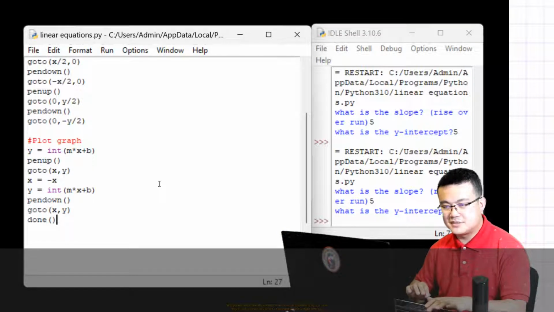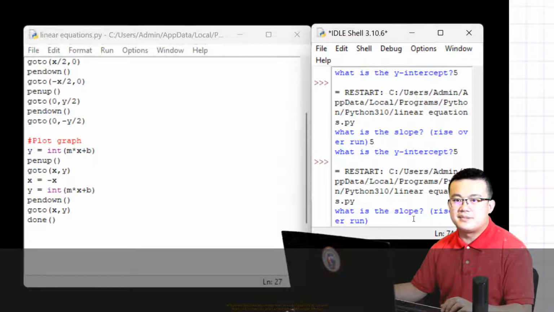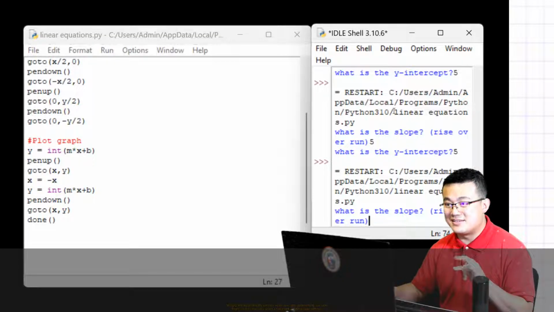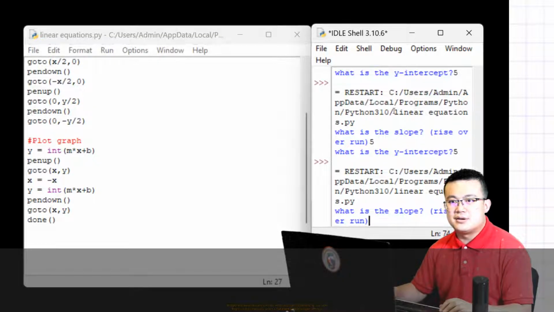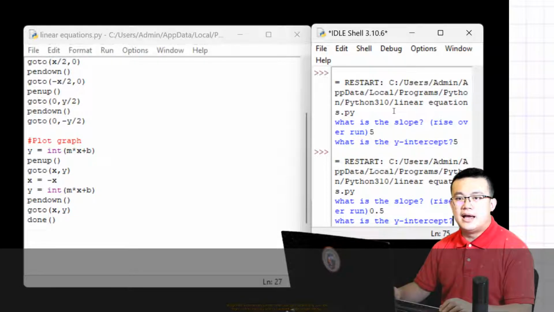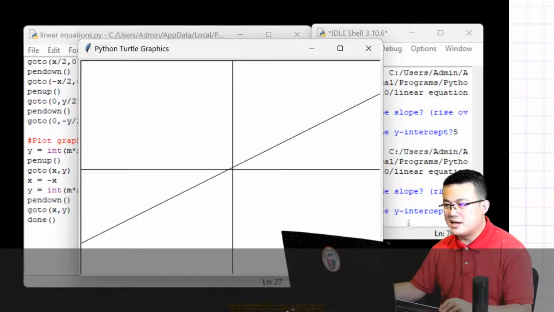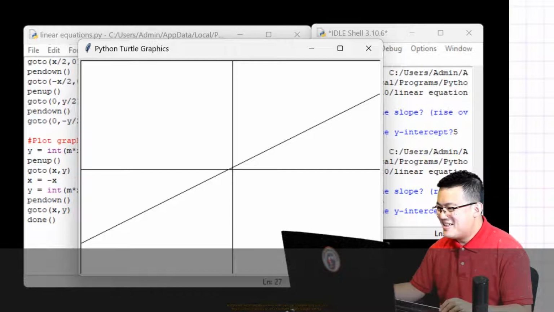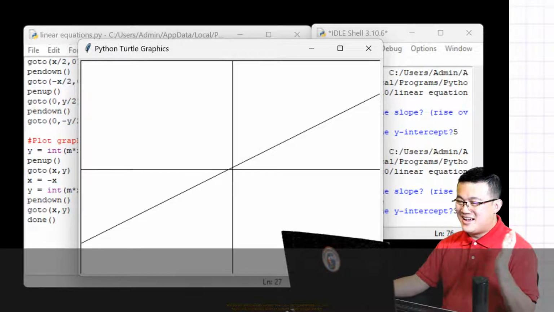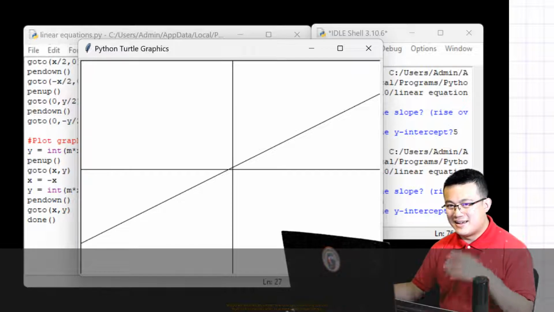Done. Okay, so if I run this, it's going to ask me what is the slope. We're going to draw the same line that we drew in the example. Okay, so the slope is 0.5, and the y-intercept was 3. Okay, let's see if it draws the graph. It is actually drawing the graph, and it's looking really cool. You won't see it on my screen yet. I'm just going to drag it across. Here we are. There we go. We've got Python plotting a linear equation.